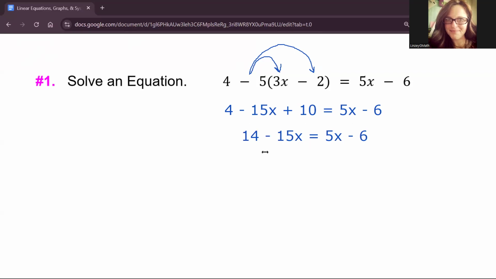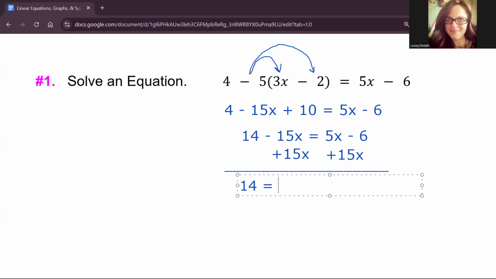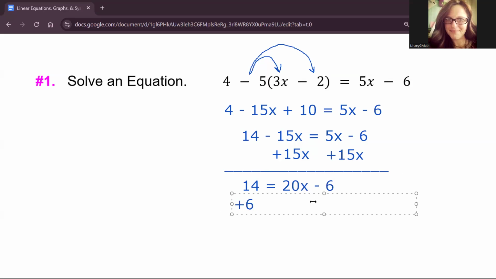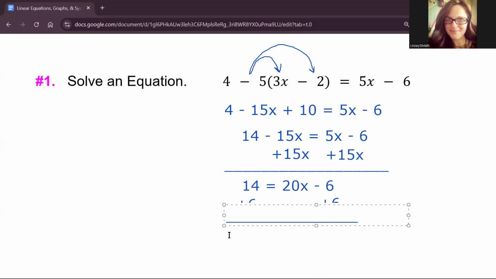And then let's add 15x and bring it over to the other side of the equal sign. And we're left with 14 is equal to 20x minus 6. And we'll add 6. 20 is equal to 20x. Divide by 20.